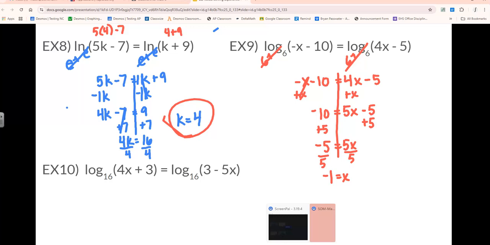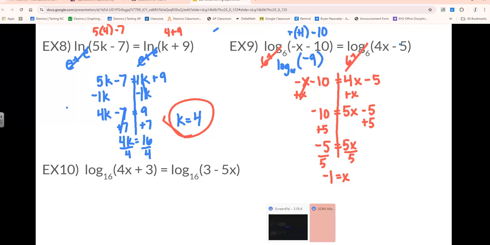Now, I should feel a little alarmed about that negative answer, but sometimes you can have a negative answer. If I go up here and try to plug this in, I would have negative 1 minus 10, the negative negative becomes a positive, right? So that's going to give me 1 minus 10. What is 1 minus 10? Negative 9. Can I have that? Can I have log base 6 of negative 9?